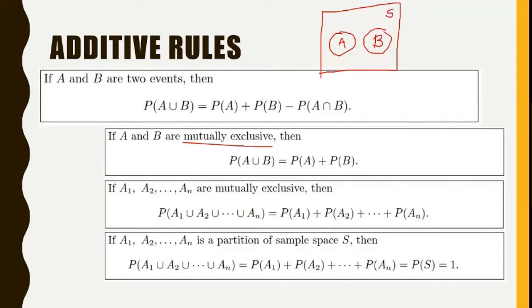Now, if more than two events are mutually exclusive, then the probability of their union is just equal to the sum of each of the probabilities. And if more than two events are a partition of the sample space, then if we sum all of the probabilities of the events, that will be just equal to the probability of the sample space.